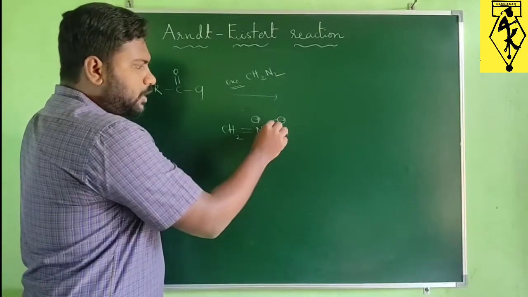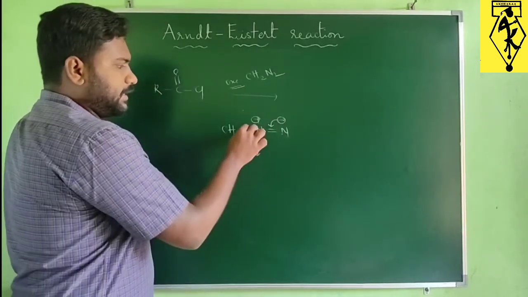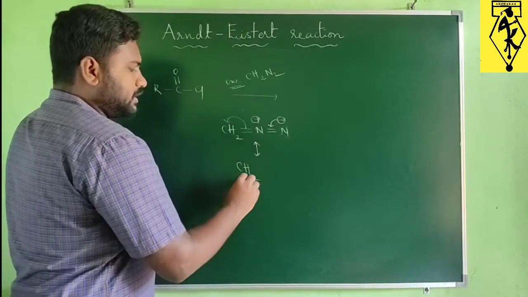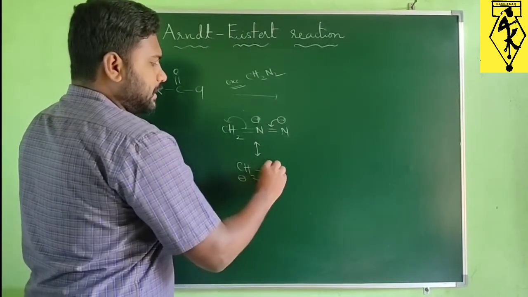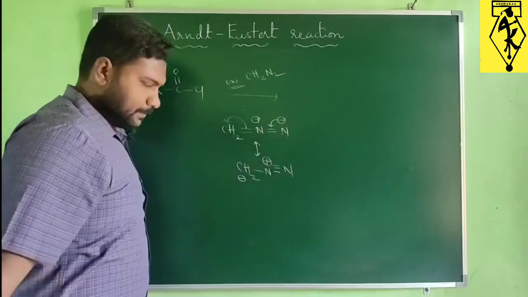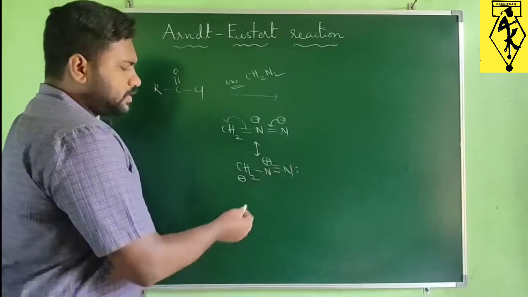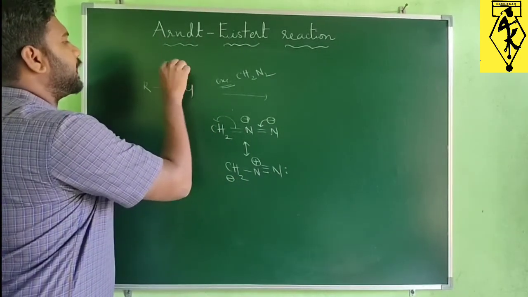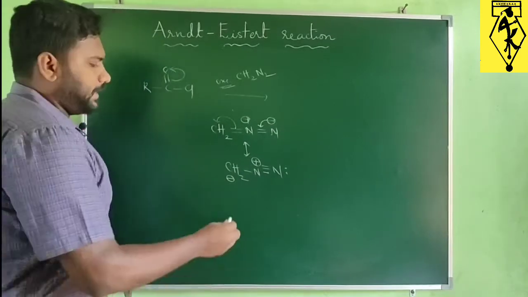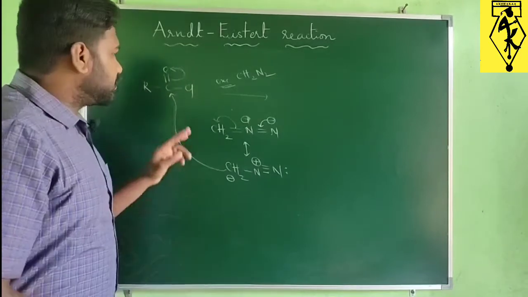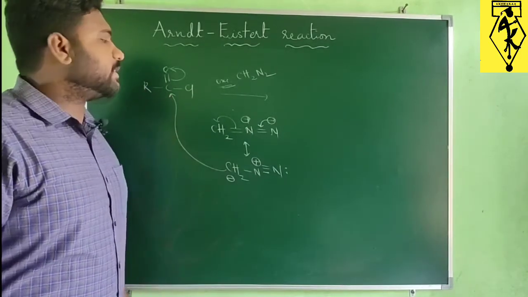If this bond delocalizes, then this will take that bond back, and it becomes CH2 minus and N plus triple bond N. So this is a carbanion. Now this oxygen will take that bond back, and this nucleophile is going to add on this carbon because this is the electrophilic center. So nucleophilic addition takes place.